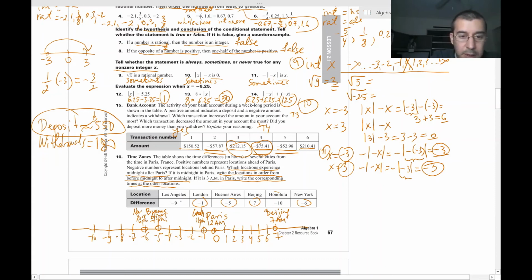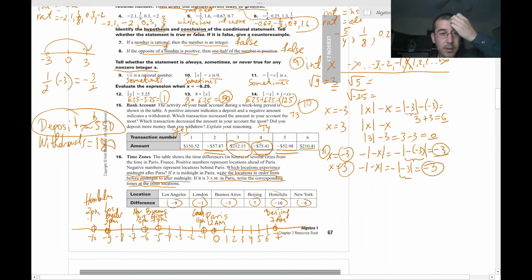Then we have Los Angeles, -9. This is here. So if this is 6 p.m. New York, then this is 5 p.m., 4 p.m., 3 p.m. So Los Angeles is 3 p.m. And then lastly, we have Honolulu, -10. So this is Honolulu. If this is 3 p.m., this is 2 p.m. All right. Now this is the hardest part. That's what we just did.